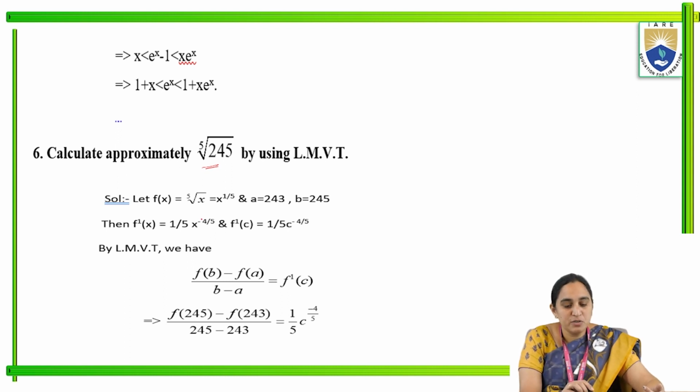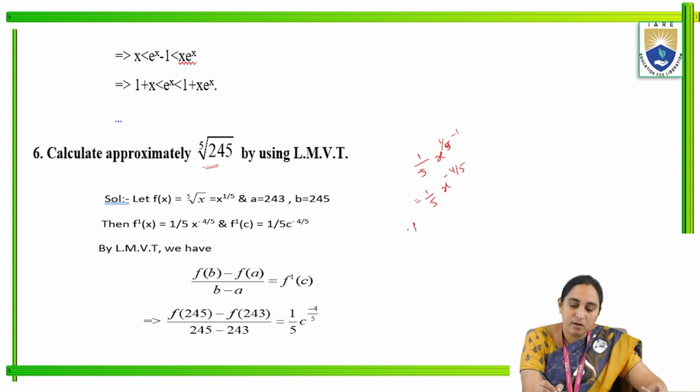Then after assuming that function f of x, what about the differentiation, f dash of x? That is x power 1 by 5. Differentiation is 1 by 5 into x power 1 by 5 minus 1. By the x power n formula, n into x power n minus 1, that is 1 by 5 into x power minus 4 by 5. This is f dash of x, and from that f dash of c is 1 by 5 into c power minus 4 by 5.